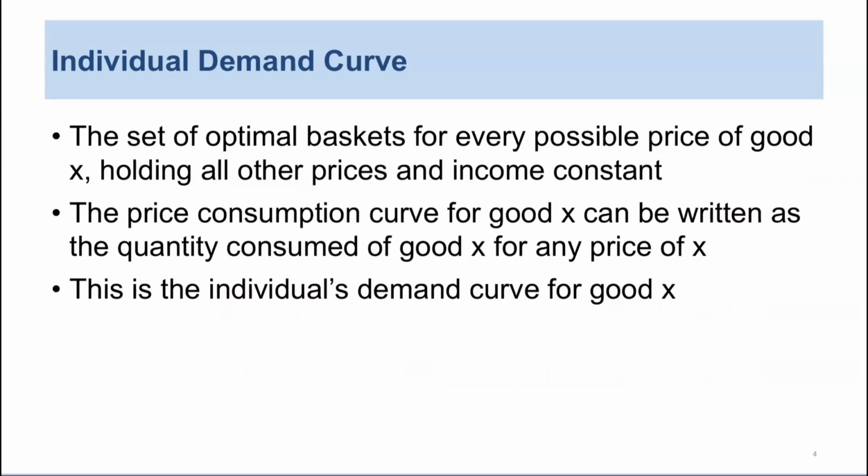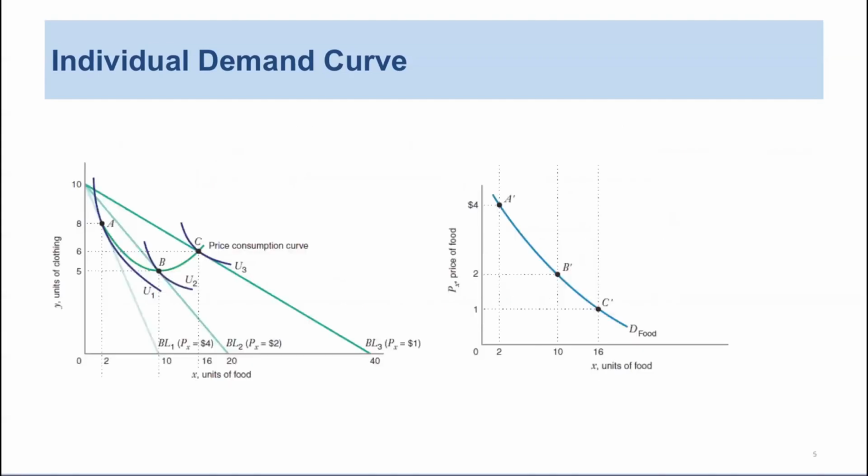So the individual demand curve is the set of optimal baskets for every possible price of good X, holding all other prices and income constant. The price consumption curve for good X can be written as the quantity consumed of good X for any given price of X. Again, this is the individual's demand curve for good X. Let me give you an example using the following figures.